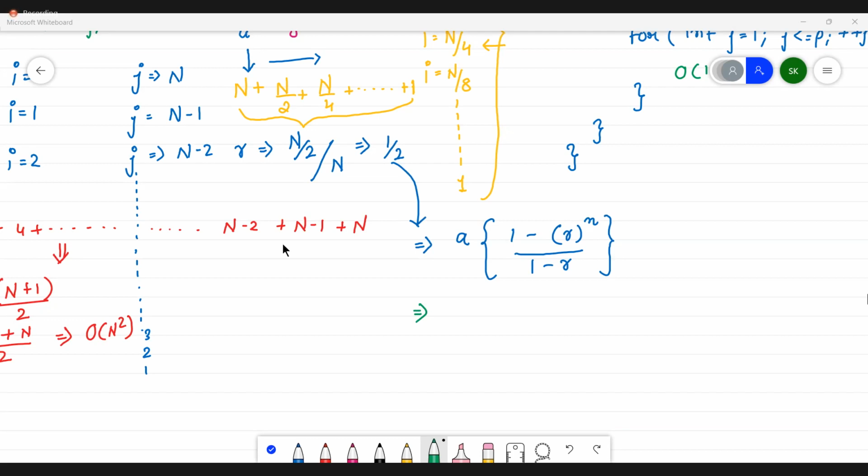Okay, if everyone is getting it, then here I will put the values. Your A, or the first value, was n. Your r is 1 by 2. n you don't know, right? Let's keep it as n divided by 1 minus 1 by 2. Now this 1 by 2 is approximately 0.5. Yes or no? Everyone, are you able to follow? 1 by 2 can be written as 0.5, right?